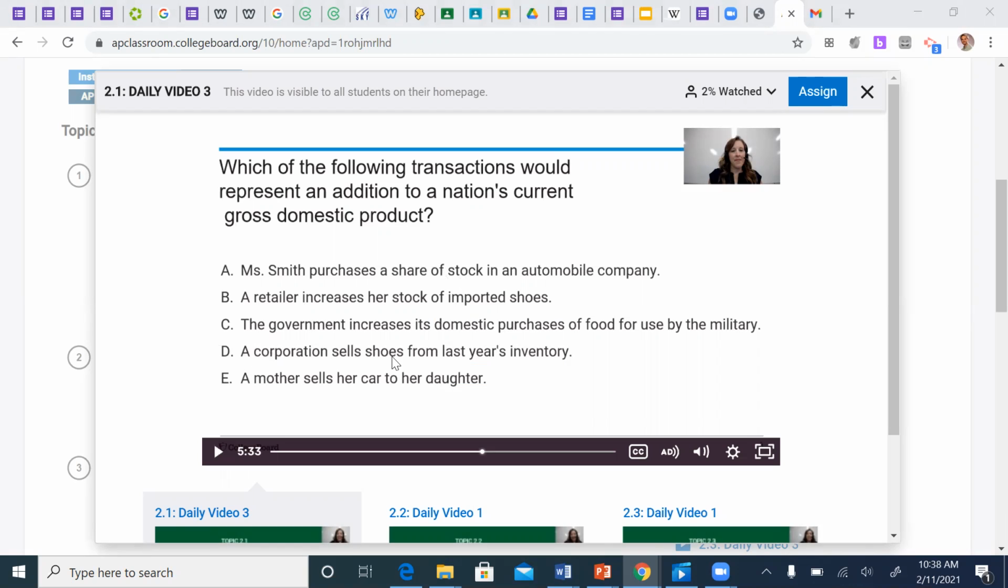D is corporations sell shoes from last year's inventory. Previous year's purchases and sales don't count towards a GDP for the year. And mother sells her car to her daughter. Used cars, used products, used goods are not considered in the GDP. Only final brand new products. So the government increases its domestic purchases of food for use by the military. So yeah, it'd be C, government purchases.